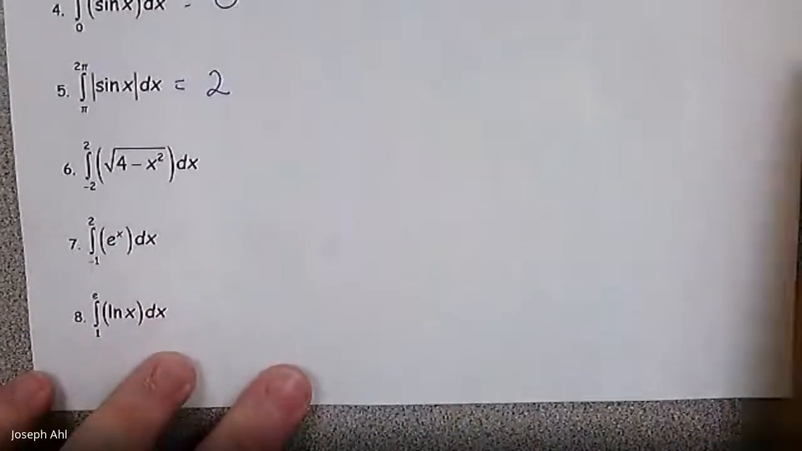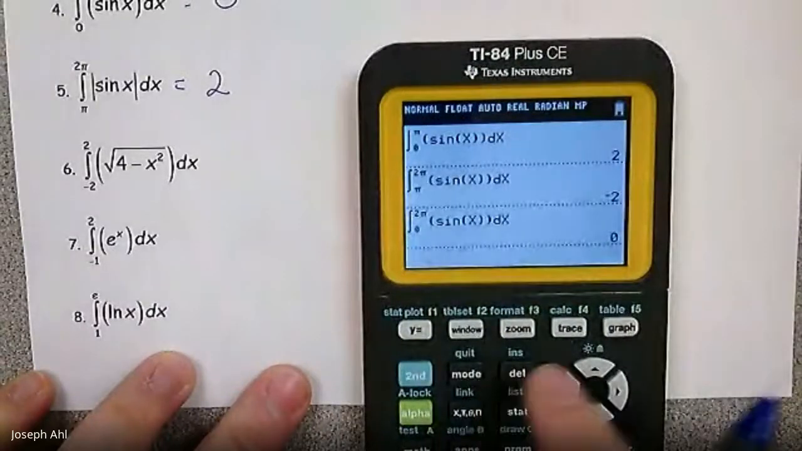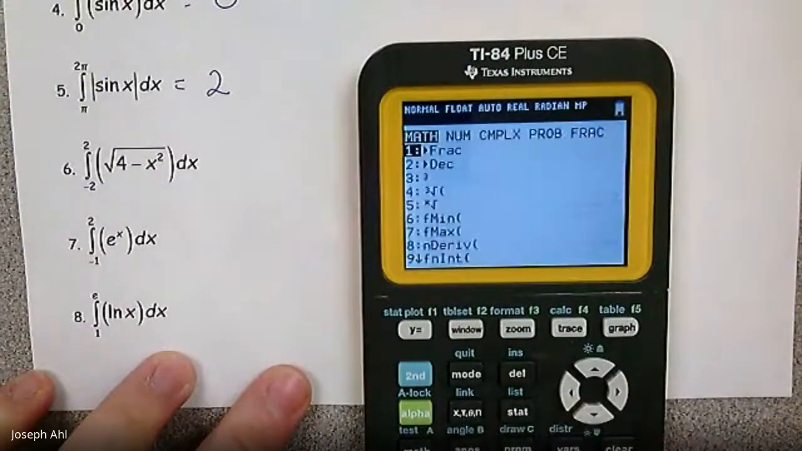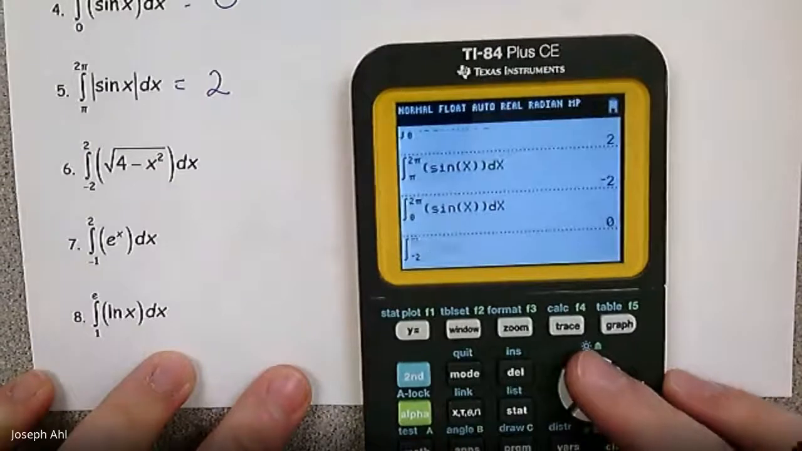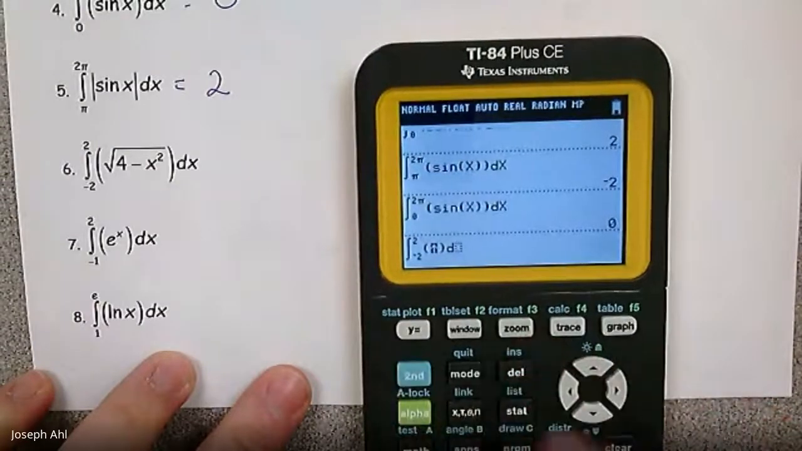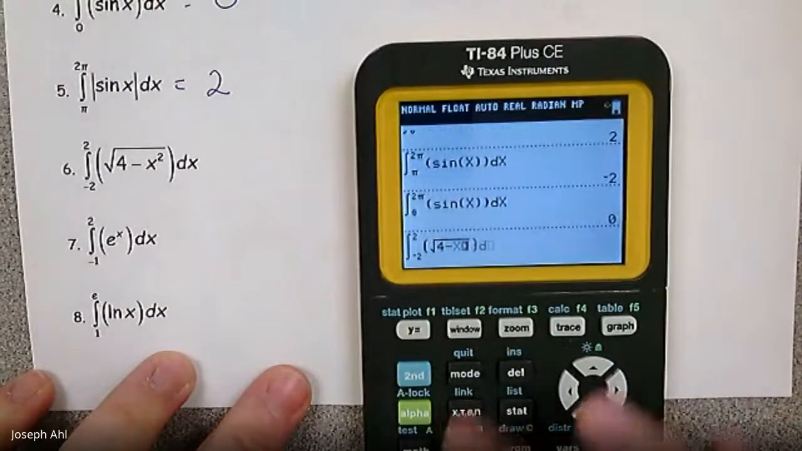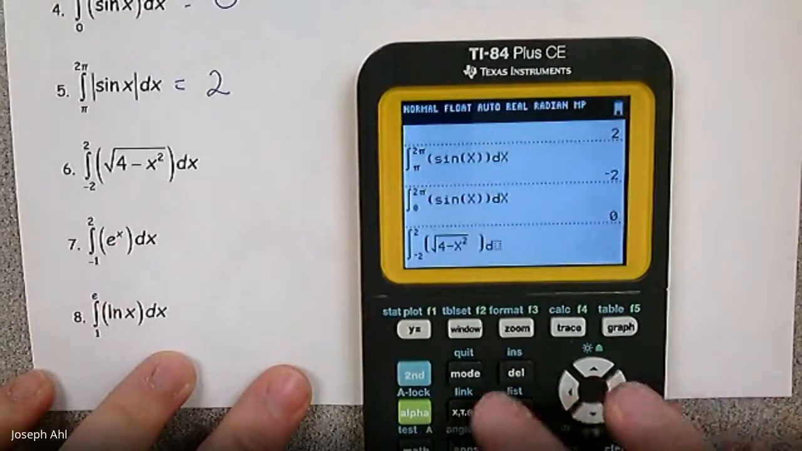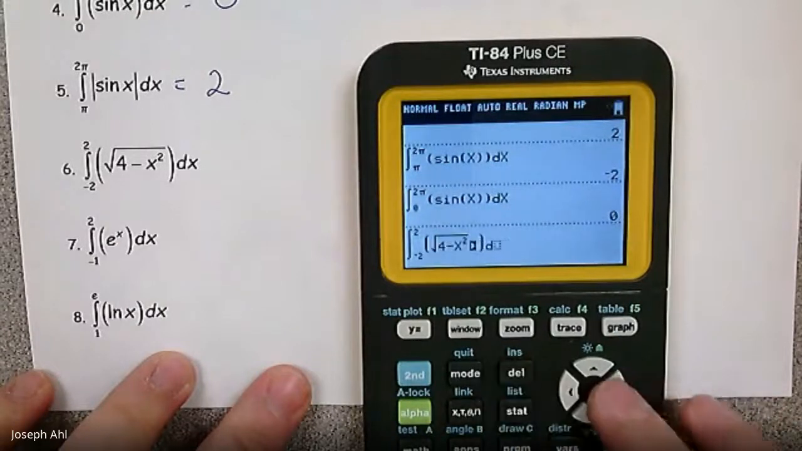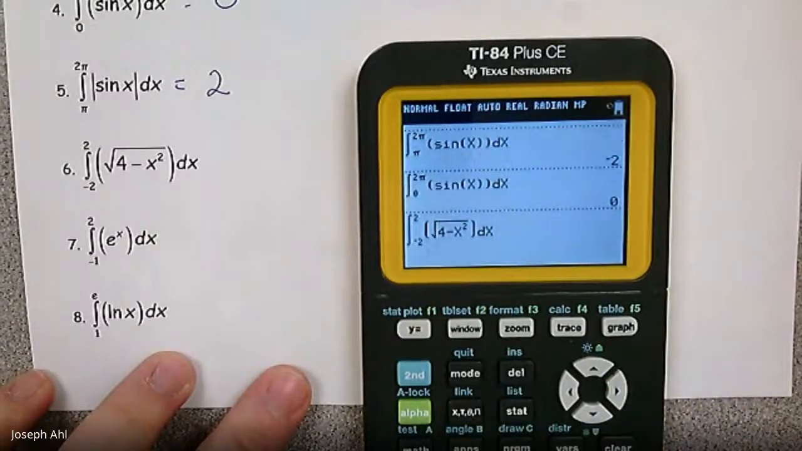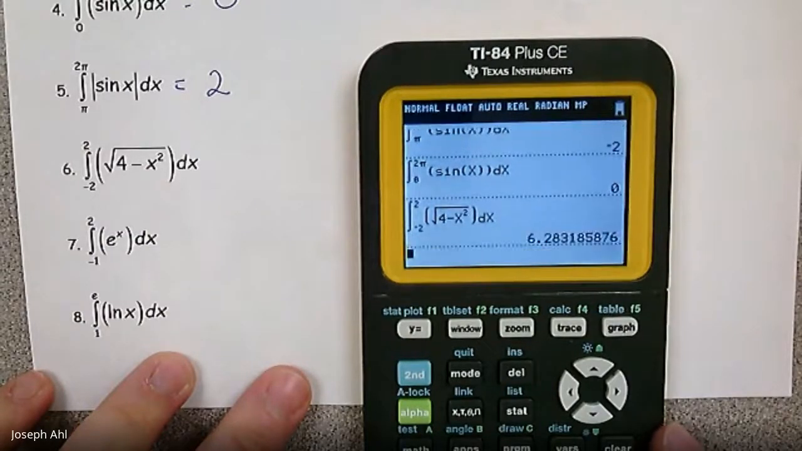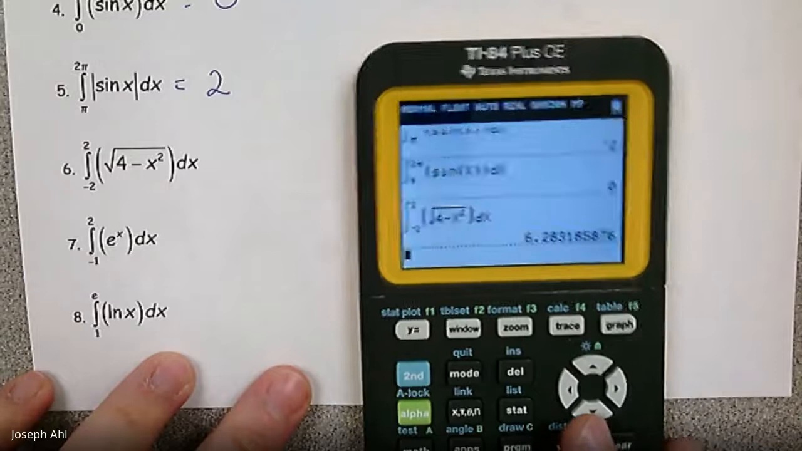I like number 6. So 6 is interesting in that if we do the definite integral from -2 to 2, we get a value that I think you'll recognize. So we get from -2 to 2, the area under the curve radical 4 minus x squared dx is 6.28318.